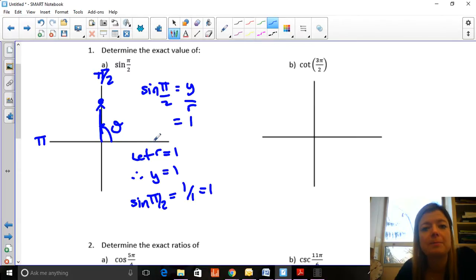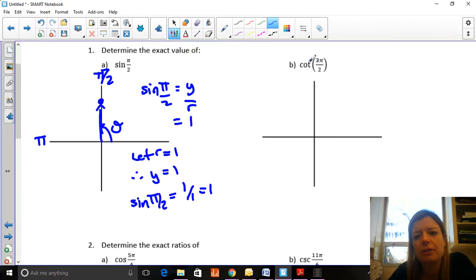Now say you would let the radius be 10. Well, then y would also be 10. And 10 divided by 10 is 1. Say you'd let the radius be 5.2. Then the y value there would have also been 5.2. So again, you get a 1-to-1 ratio, so the value there is positive 1.